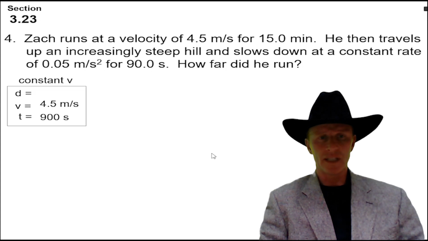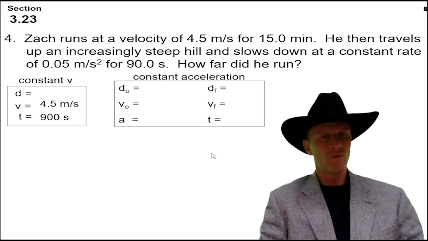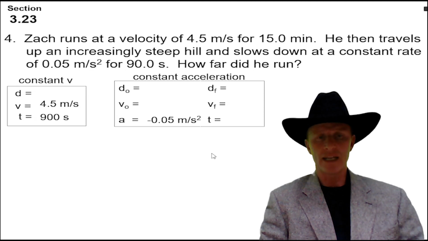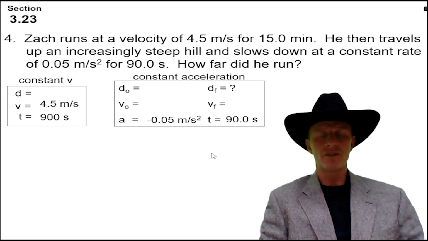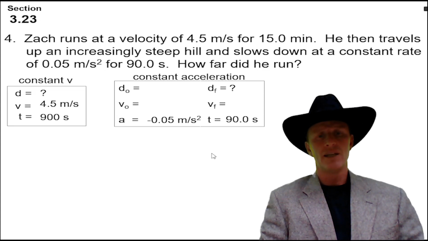So let's keep going. It says he goes uphill and slows down. So if he slows down, we're starting at 4.5 and he slows down. Ooh, slows down. Watch out for that word slows. Tag the A with a negative. So we got a negative 0.05 for 90 seconds. How far did he run in total? So another distance question saying how far did he run. So this is a little big box. So we're looking for the D in both boxes and add them together.